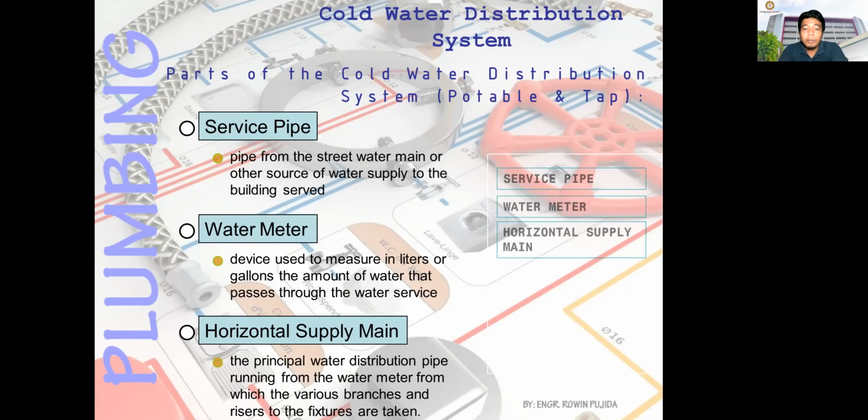And then the horizontal supply main. This is the principal water distribution pipe running from the water meter, from which the various branches and risers to the fixtures are taken. So you have the horizontal main pipe that lies horizontally from the water meter to your building. That is the horizontal supply main.